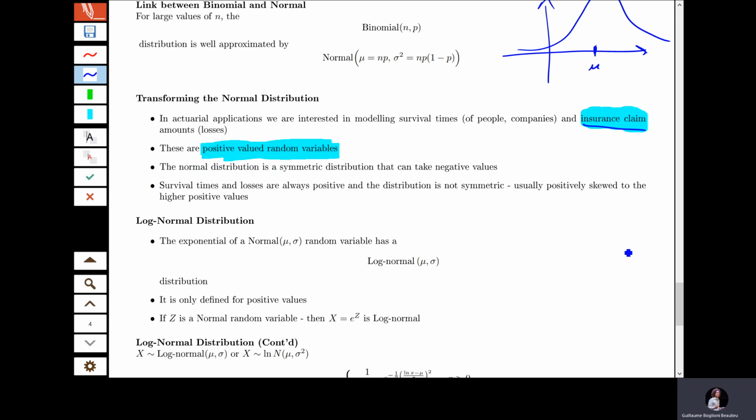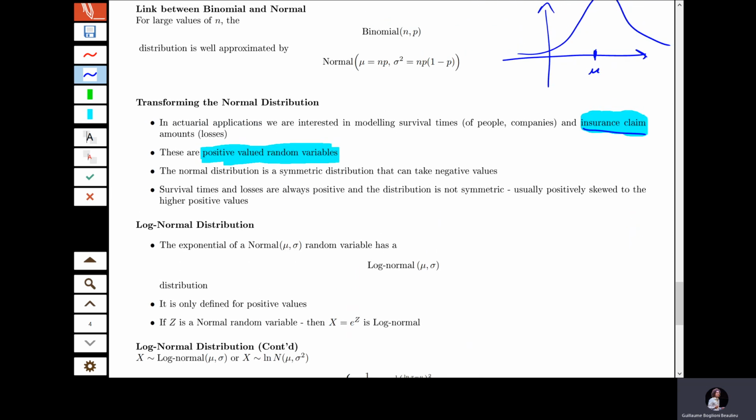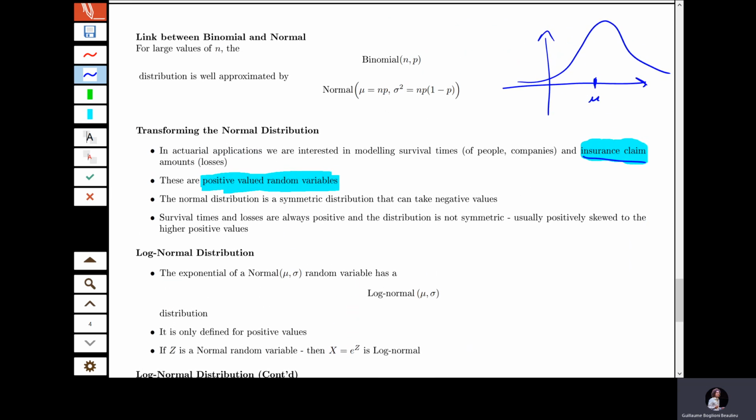But maybe even more importantly, it's very common, though not always the case, that insurance claims have a very asymmetric distribution. So in insurance, we often encounter distributions that are asymmetric to the right. Maybe they'll have a shape more like this. Okay? And in that case, again, the normal would not be very realistic.